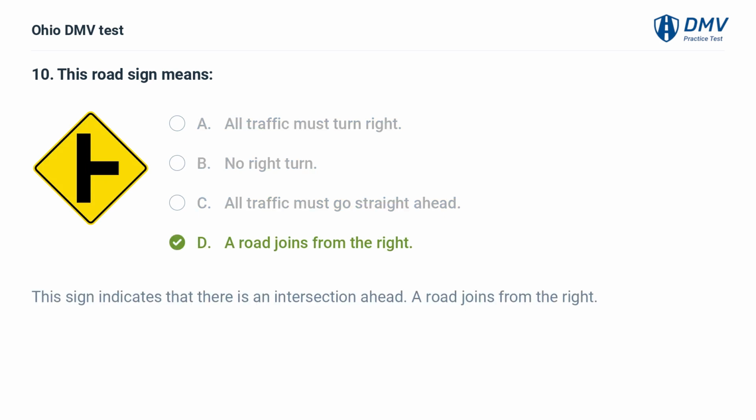D. A road joins from the right. This sign indicates that there is an intersection ahead. A road joins from the right.